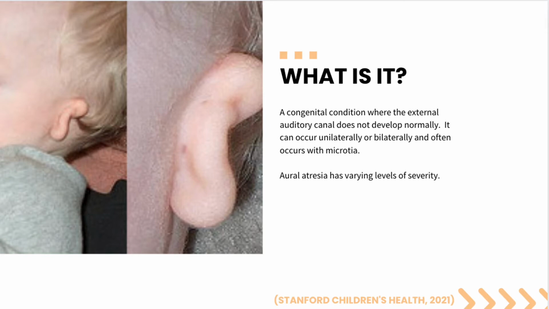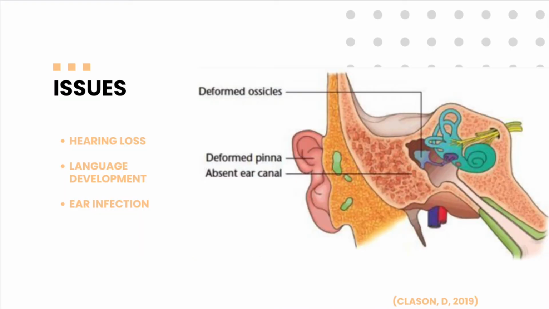And then in more severe forms of atresia, there can be no existing ear canal, and the ossicles in the middle ear may be absent or underdeveloped. And I have a good picture of that here in the next slide. So I really like this diagram because you can see the associated microtia, the lack of an ear canal, the deformed ossicles, but it looks like the cochlea is still intact.